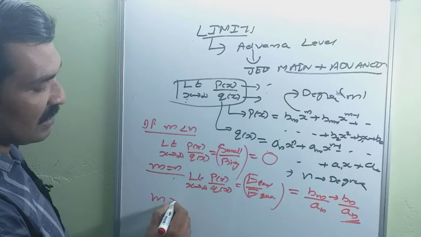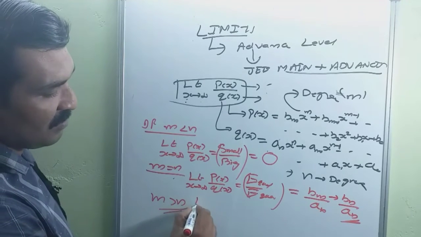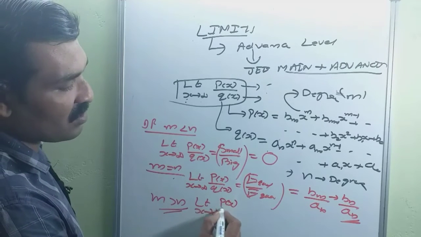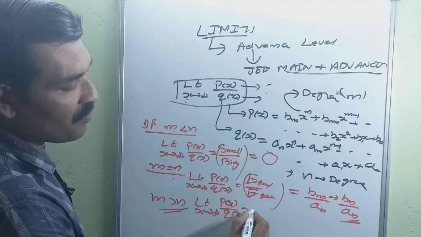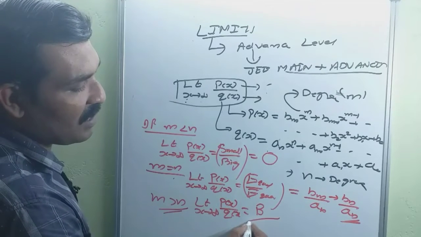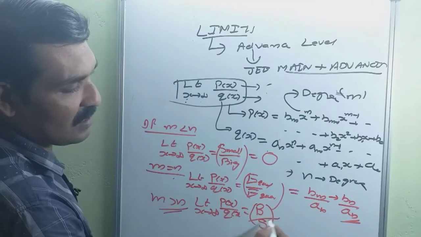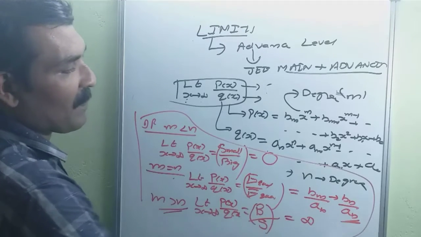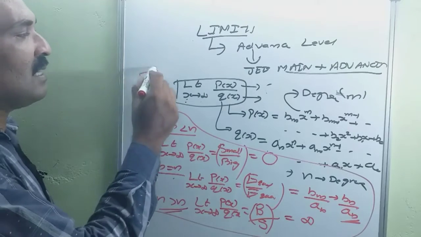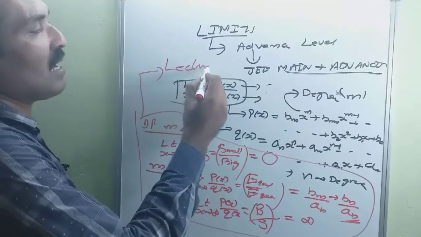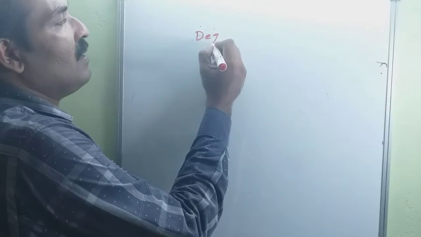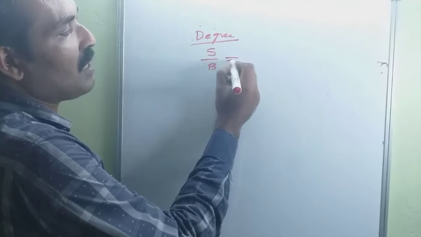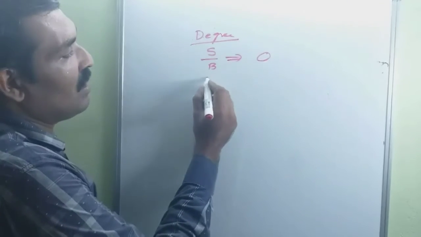If m is greater than n, then this limit x tends to infinity p of x by q of x is of the form big degree divided by small degree, that is b by s. So answer is equal to infinity. This concept is discussed in detail in lecture 8. Degree small by big, this implies answer is equal to 0.